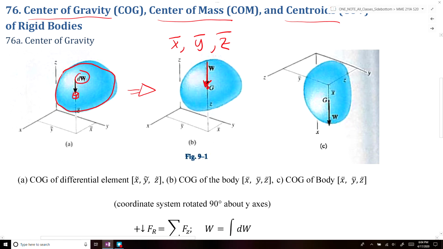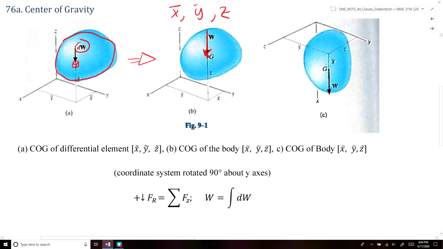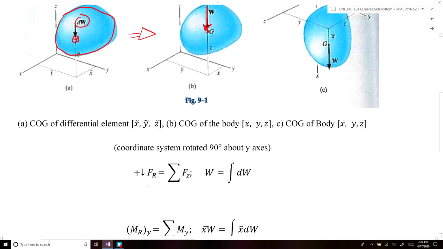In order to determine that, the first thing we're going to do is sum all of our forces. We're going to find our resultant force in the z direction. So we're going to sum all of our individual elements to get our resultant force, which is just going to be equal to our weight. So our weight will just be equal to the integral of all those small differential elements.